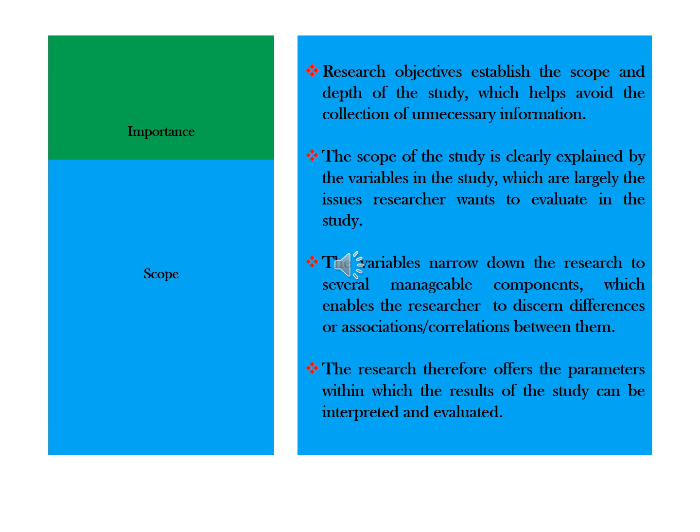So the scope of the study is clearly explained by the variables in the study, which are largely the issues the researchers want to evaluate in the study. The variables narrow down the research to several manageable components, which enable the researcher to discern or understand the differences, associations or correlations between different variables. The research objectives, therefore, offer the parameters within which the results of the study can be interpreted and evaluated.